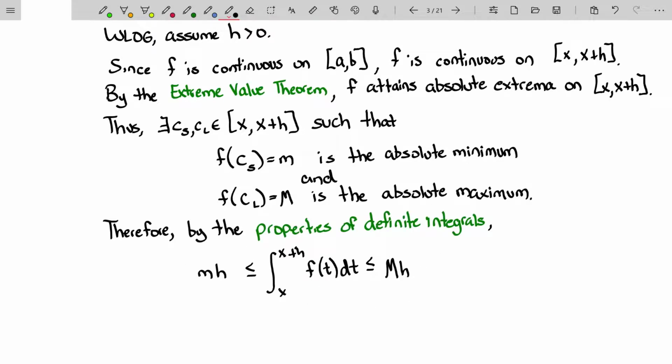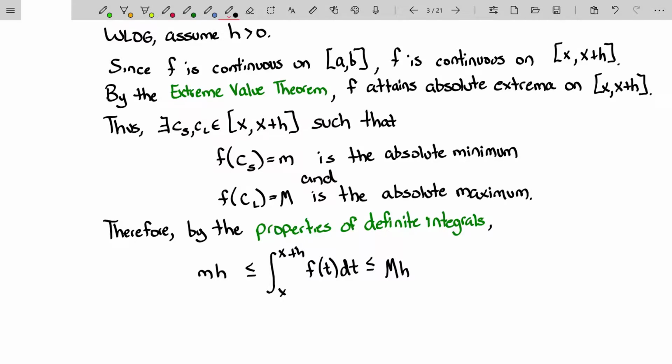Therefore, by the properties of definite integrals, our definite integral from x to x plus h: the upper limit is x plus h, the lower limit is x, so that subtraction will just leave us with h. That's why there are h's here and here. That definite integral is between little m times h and big M times h. Now I've established a triple-sided inequality. I really want to squeeze that integral down.